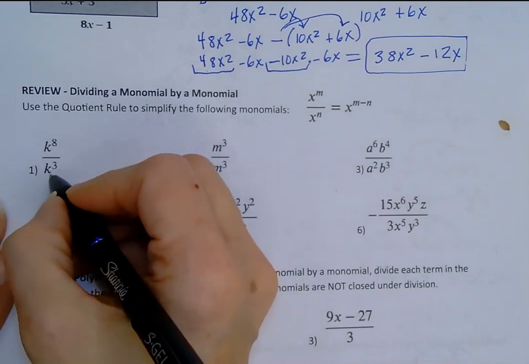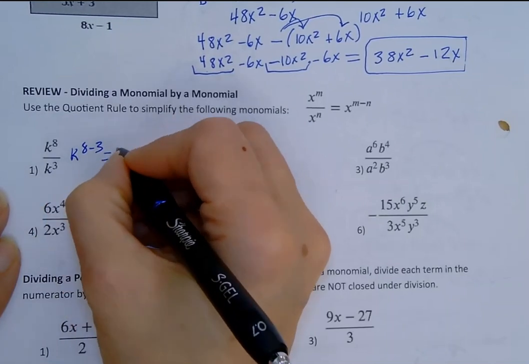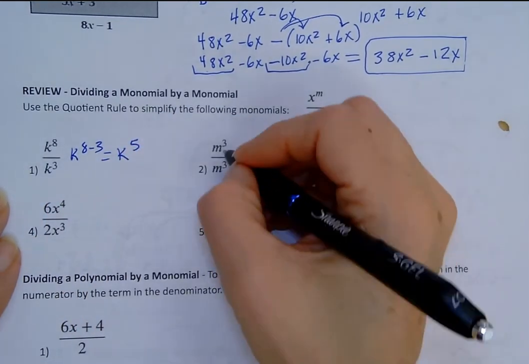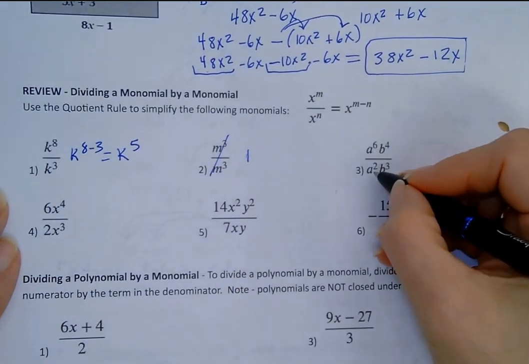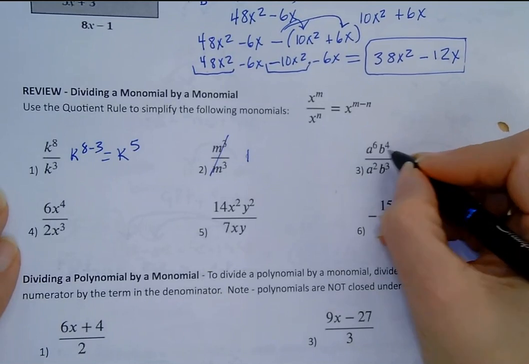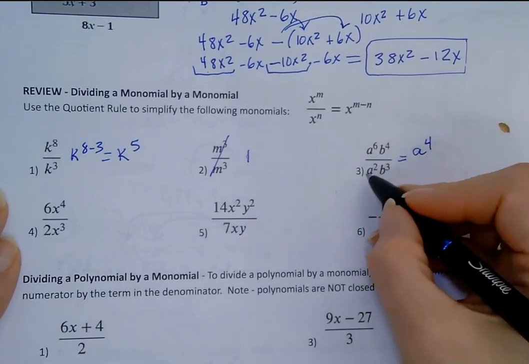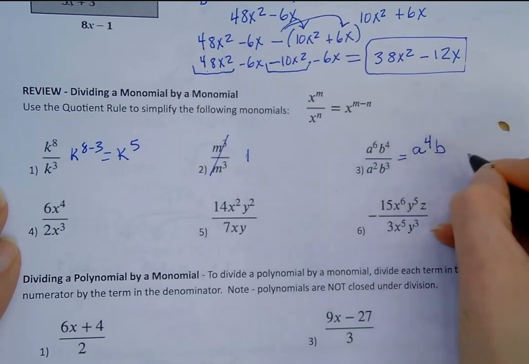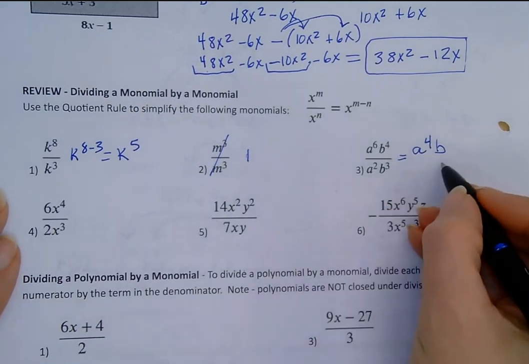K to the 8 over k to the 3 is k to the 8 minus 3, which is k to the 5th. Okay, m cubed over m cubed, anything divided by itself is 1. A to the 6 over a squared is going to be a to the 6 minus 2, which is a to the 4th. B to the 4th over b to the 3rd is going to be b to the 4 minus 3, which is b to the 1. And I just write it as b.